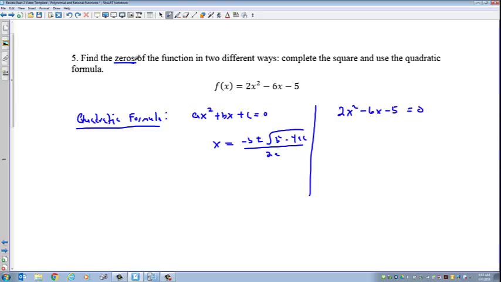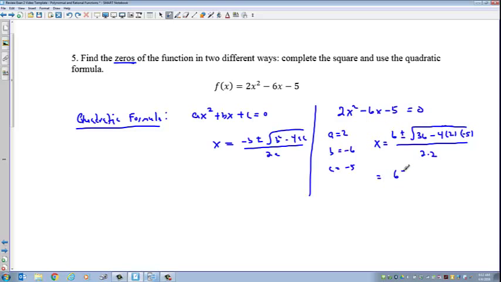To find the zeros of the function, all right, so we can just identify our a is equal to 2, our b is equal to negative 6, and our c is equal to negative 5. And so x should be equal to negative b, so that's positive 6, plus or minus the square root of negative 6 squared, so that's 36, minus 4 times a, so 4 times 2, times a negative 5, all divided by 2 times a, so 2 times 2, which equals what?